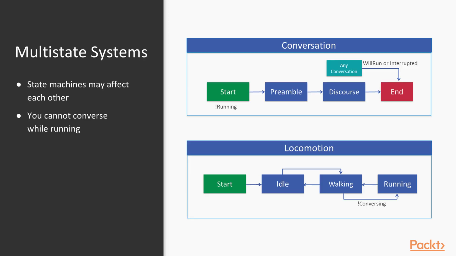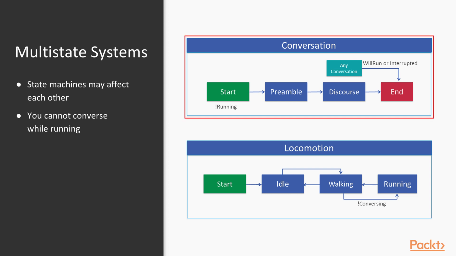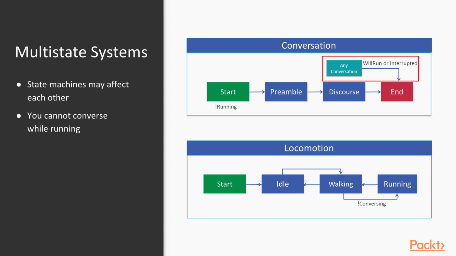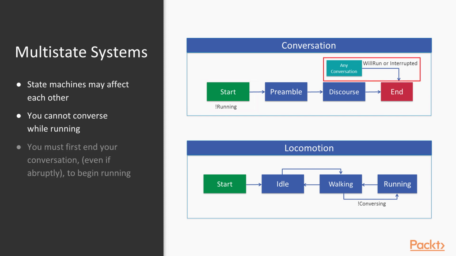It is possible for a system to contain several state machines. Though they are disjoint graphs, they may still have an effect on one another. For example, as shown here, it is not possible to carry on a conversation while running. It is similarly not possible to start a conversation when running. Further, regardless of the state of the conversation, any interruption will cause the conversation to end. These state machines both affect the same entity, and they can both be running at the same time.